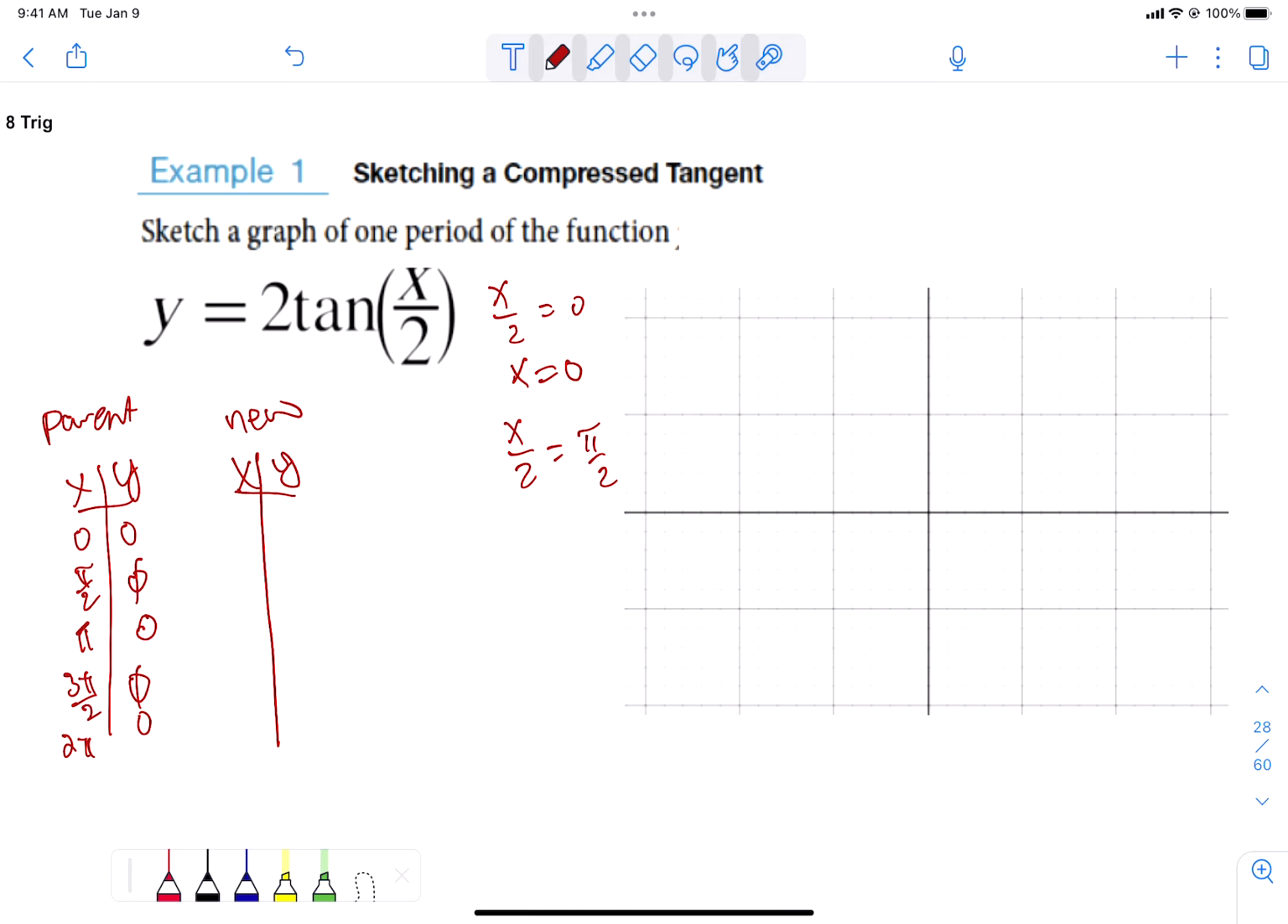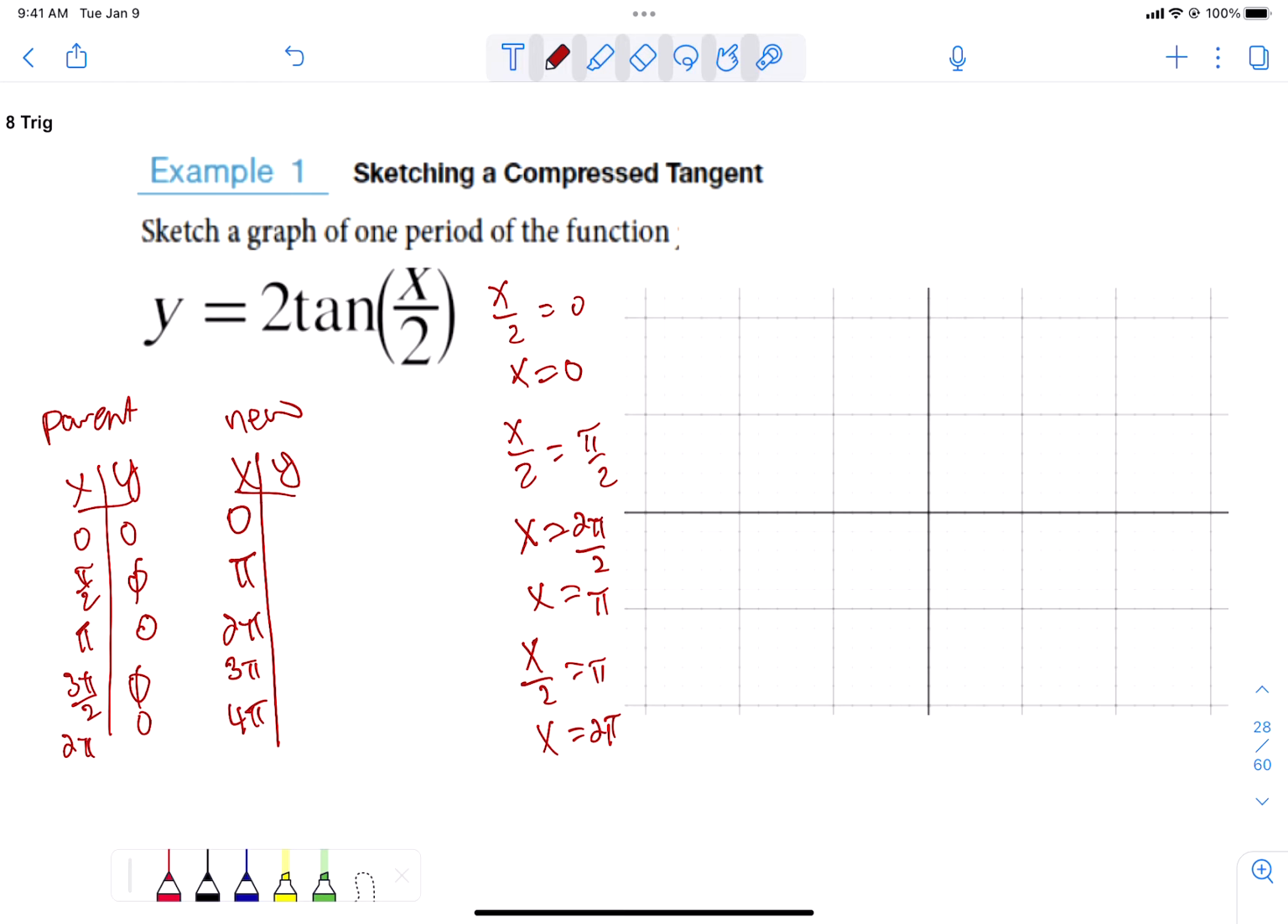Here we get 2 pi over 2, which reduces down to pi. And then you'll notice every time we're going to end up multiplying by 2. So when x over 2 equals pi, we get 2 pi. And you can already see the pattern. It's counting now by pi's. So 0, pi, 2 pi, the next one's going to be 3 pi, the last one's going to be 4 pi. Remember, they are evenly spaced. So if you find the spacing, you can just count by that spacing.